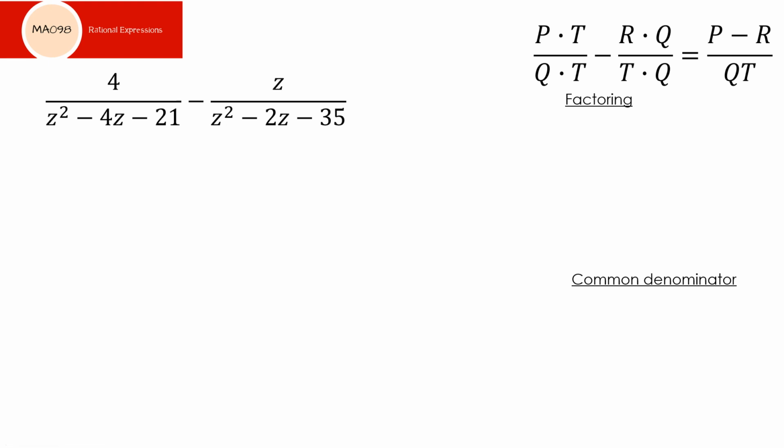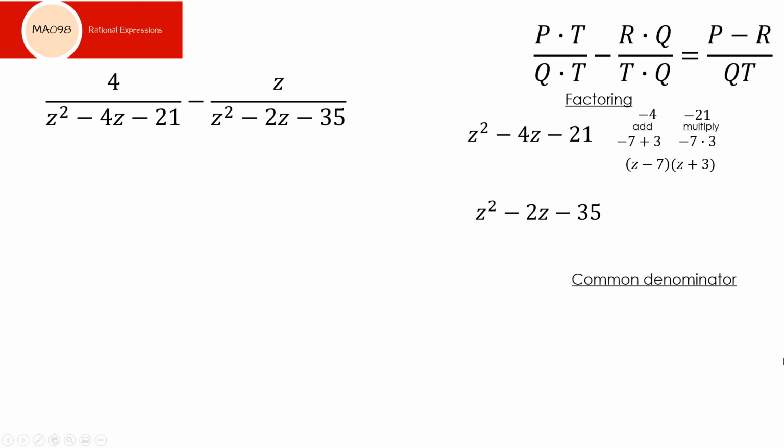Now we need to factor everything. In the last one I didn't mention, but the numerators 4 and z are already in simplest form, so we don't have to worry about factoring those. There will be cases when you do have to factor them. Anyway, let's look at z squared minus 4z minus 21. We're looking for things that multiply to negative 21 that add to negative 4. That turns out to be z minus 7 times z plus 3.